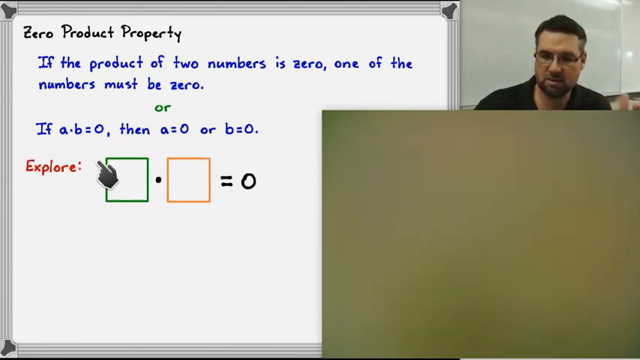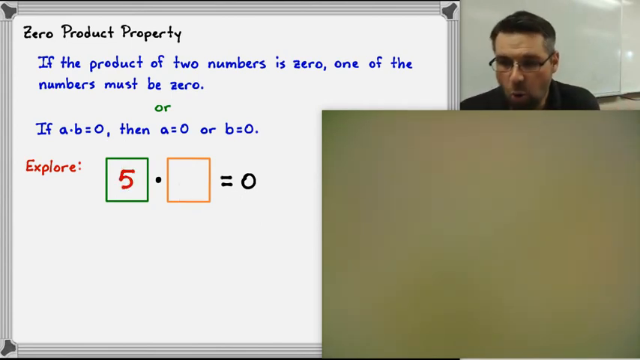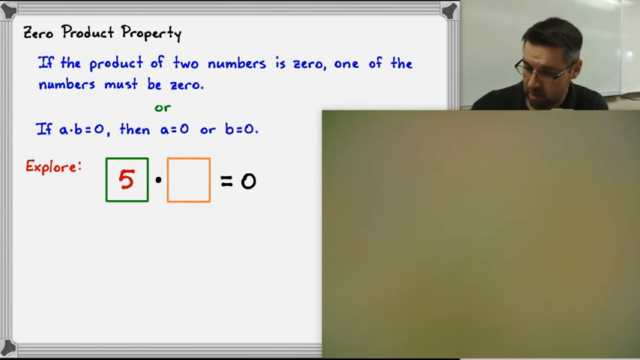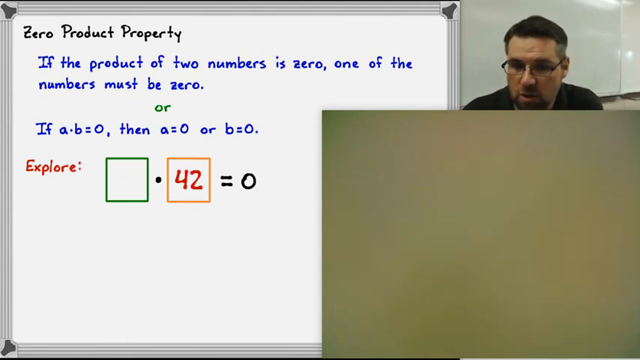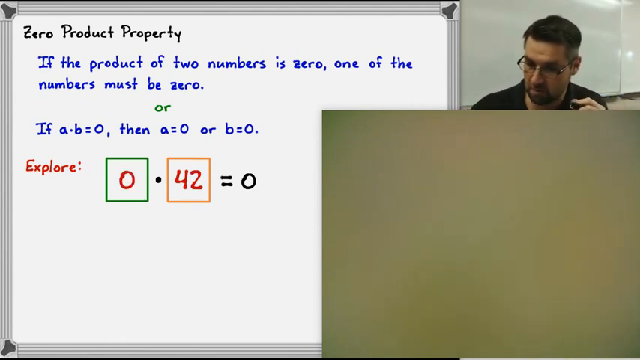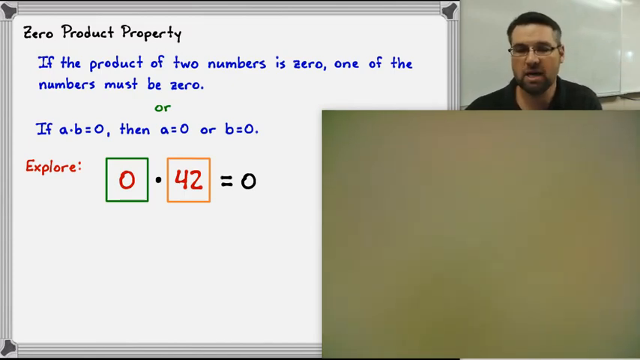But let's take an example. If I'm multiplying two numbers and it equals 0, if the first number is 5, what must the second number be? The second number must be 0. Well, what if the second number is 42? What does that mean for the first number? The first number must be 0, right? One of those numbers must be 0 in order to get 0 when you multiply them.